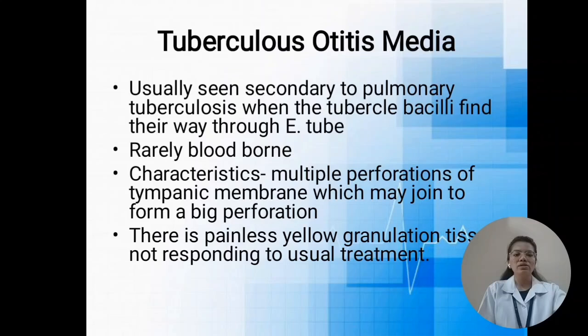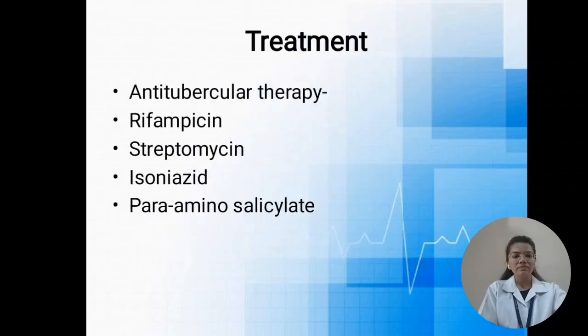Now, the fourth one is tuberculous otitis media, usually seen secondary to pulmonary tuberculosis, when the tubercular bacilli find their way through the eustachian tube, leading to tuberculous otitis media. Here, multiple perforations of the tympanic membrane would be there, which may join to form a big perforation. There is painless yellow granulation tissue not responding to usual treatment. Treatment for this is antitubercular therapy: rifampicin, streptomycin, isoniazid, and para-aminosalicylate will be given.